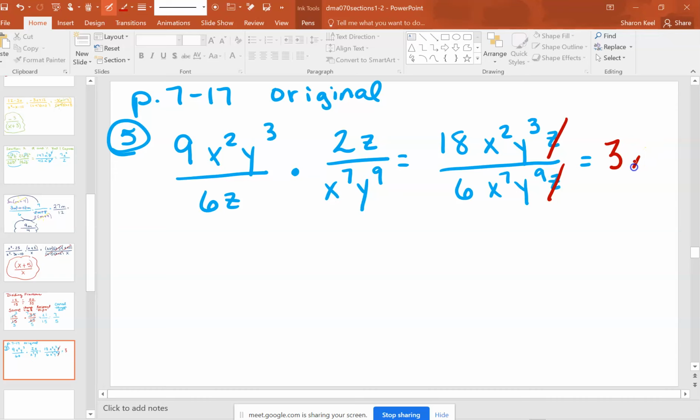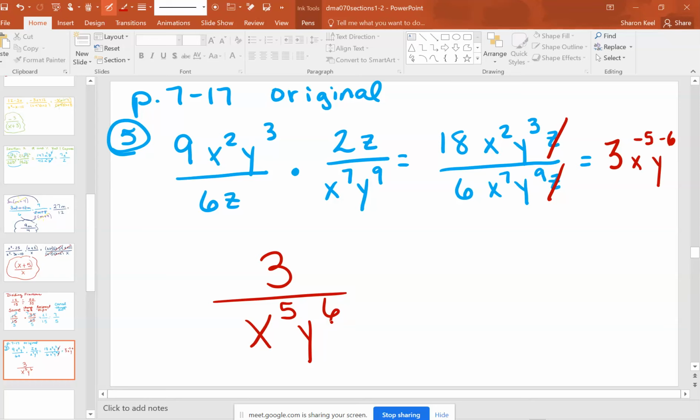And then I'm going to subtract. 2 minus 7 is negative 5. 3 minus 9 is negative 6. We don't want to write our answer with negatives. So these two negatives are going to go to the denominator. So that's going to be x to the positive 5th, y to the positive 6th.